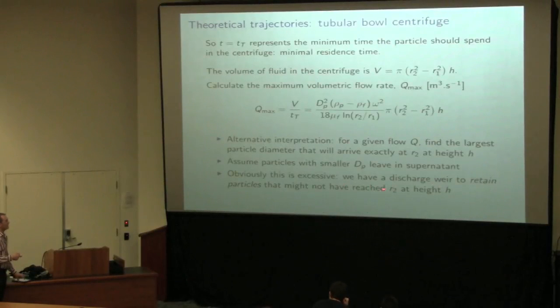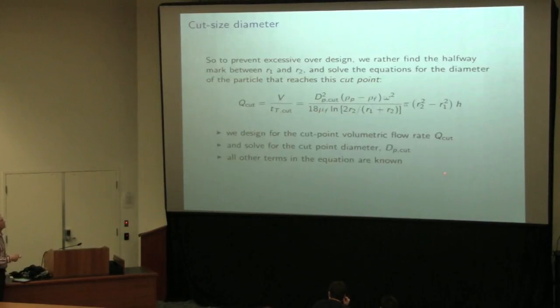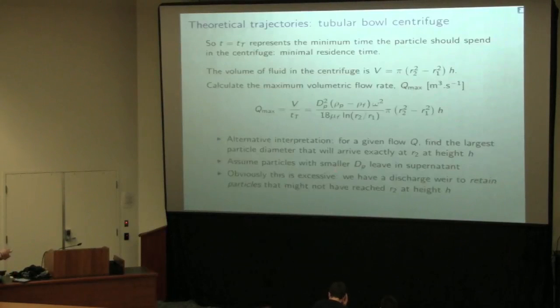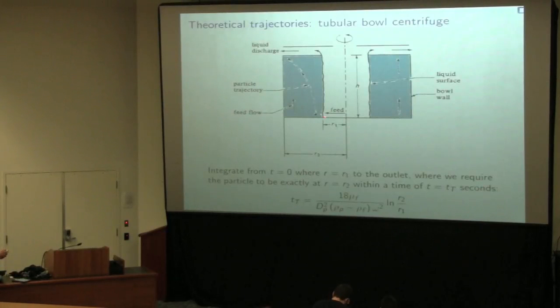So what we say then is those particles are going to reach the rear, but they're still going to be retained. So one thing that we do is, rather than find R2, we say, well, what is going to be the diameter of the particle so that it reaches halfway between R1 and R2, so the midpoint. So now we're designing for a trajectory and a dp that would start at R1 and land up at the midpoint. The diameter of a particle that lands at that midpoint or to the left of it is going to be retained by the centrifuge.